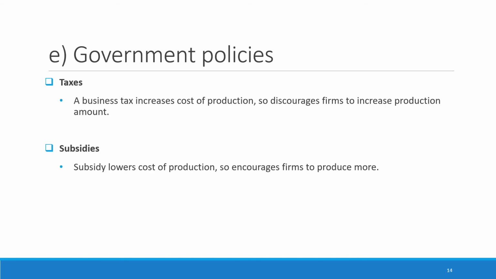Change in supply is affected by government policy through taxes and subsidies. A business tax increases cost of production. This discourages suppliers from increasing production amount. On the other side, a subsidy lowers cost of production. This motivates suppliers to produce more.